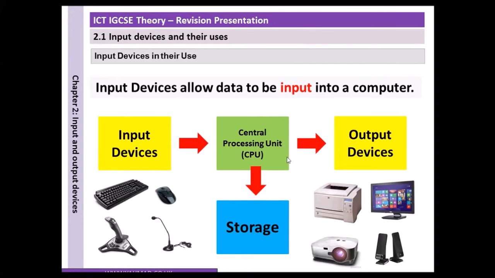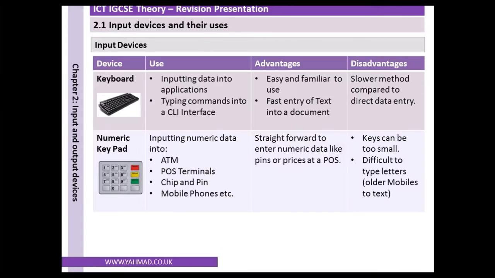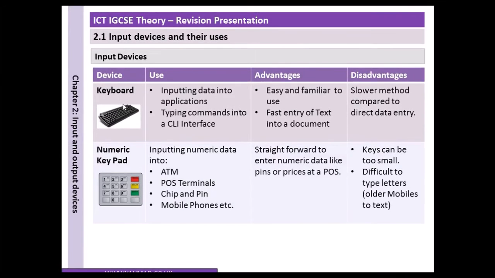So the information will be processed and then the information may be outputted either onto speakers if it's audio, printed, outputted onto a screen, monitor, or projected as well. So let's look at some input devices in a little bit more detail. So we have a keyboard.